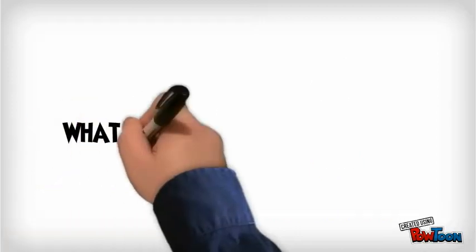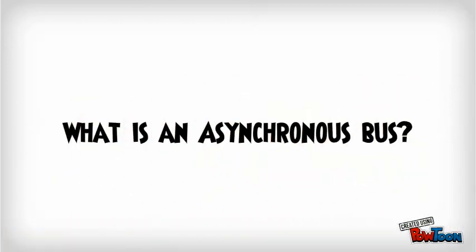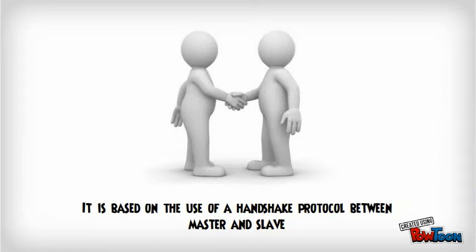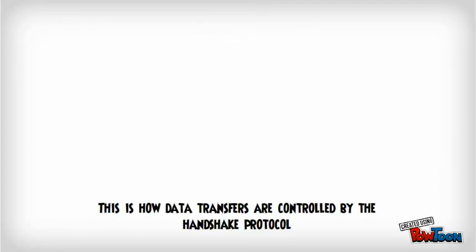What is an asynchronous bus? An asynchronous bus is an alternative scheme for controlling data transfers on a bus. It is based on the use of the handshake protocol between the master and slave. This is how data transfers are controlled by the handshake protocol.